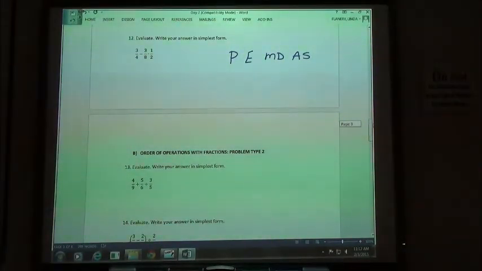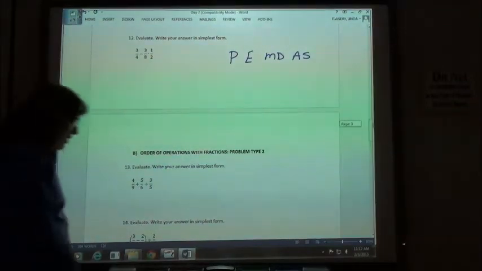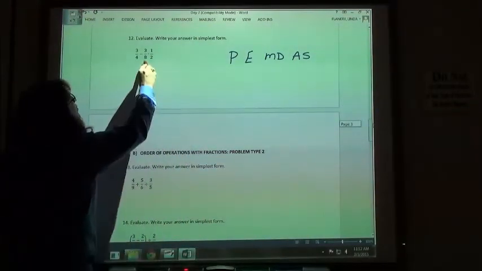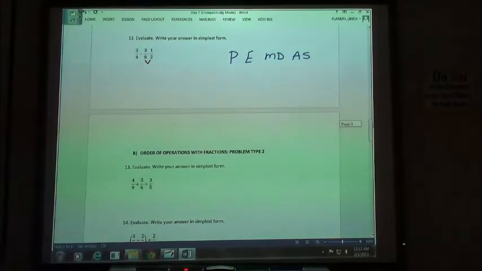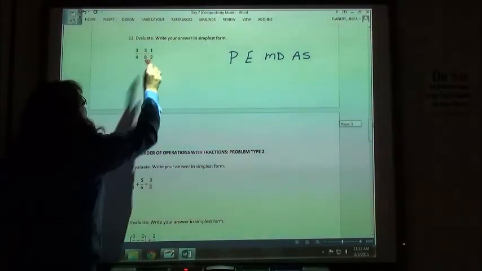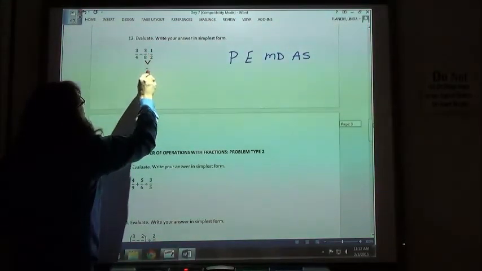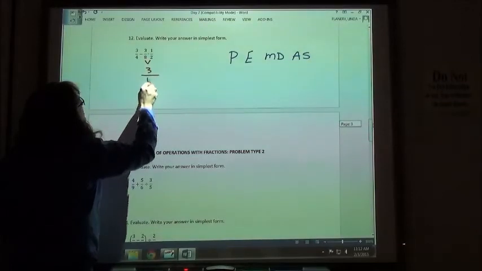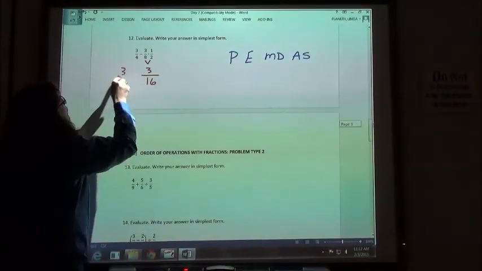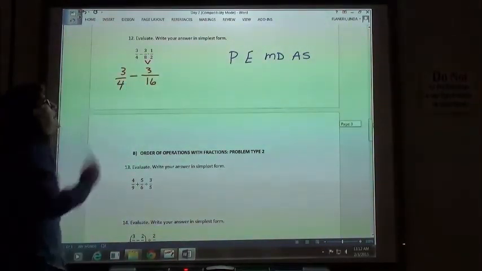So number 12, if I'm following my order of operations, since there are no parentheses, I have to do the multiplying before I do my adding and subtracting. So, can't reduce the 3 with the 2, can't reduce the 1 with the 8, so I'm going to take 1 times 3, which is 3, 8 times 2, which is 16. So I have 3/4 minus 3/16.